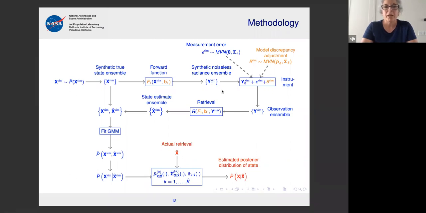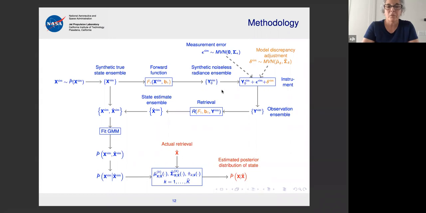If we knew what the true one was, we wouldn't be doing this at all. So at the same time, it would be unfair to assume that F1-B1 used in the retrieval is the exact correct representation of what nature's doing. So what we came up with there was the notion that we could corrupt our y's just a little bit, our y-sims, by adding an independent random draw from a distribution I'll call the model discrepancy distribution, which I probably don't have time to talk too much about, but there's a whole other story about how we estimated the parameters of that distribution. So in the end, we end up with a synthetic observation ensemble, or a simulated observation ensemble, called y-sim.